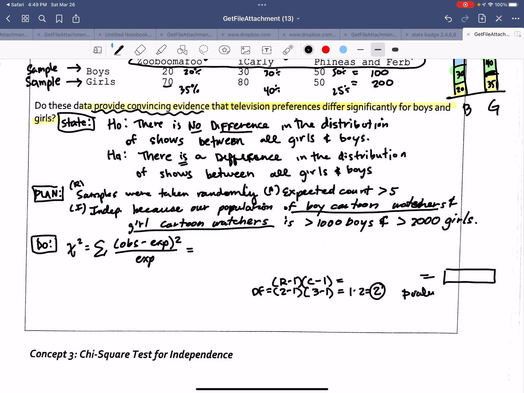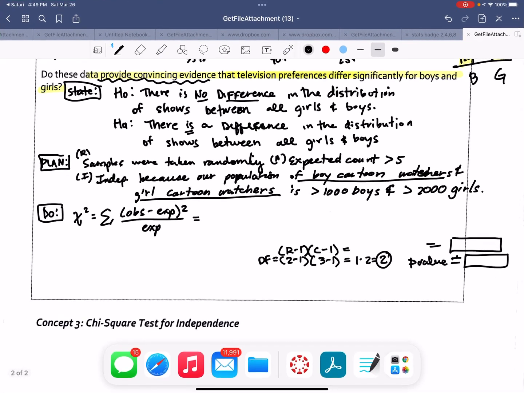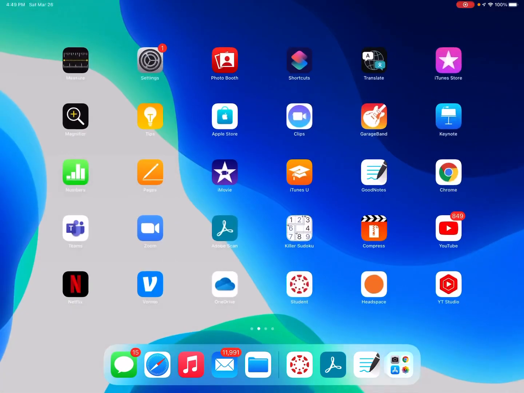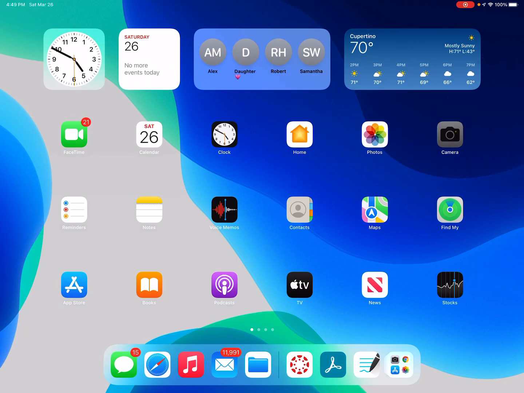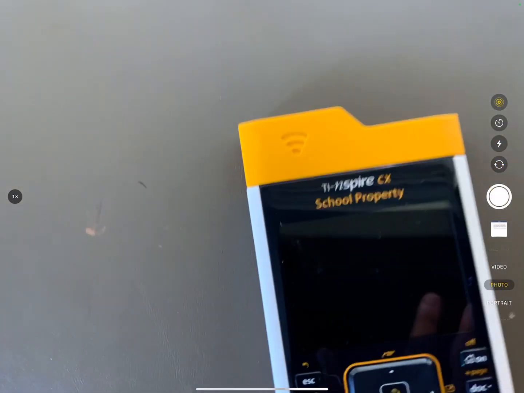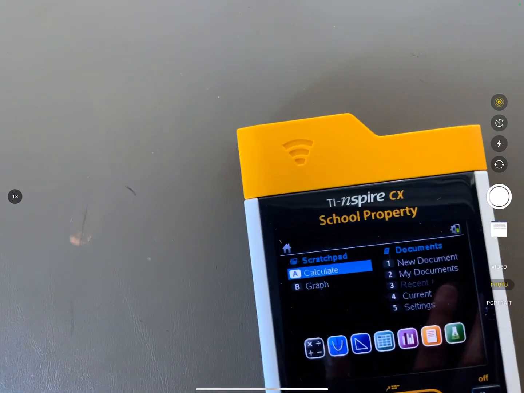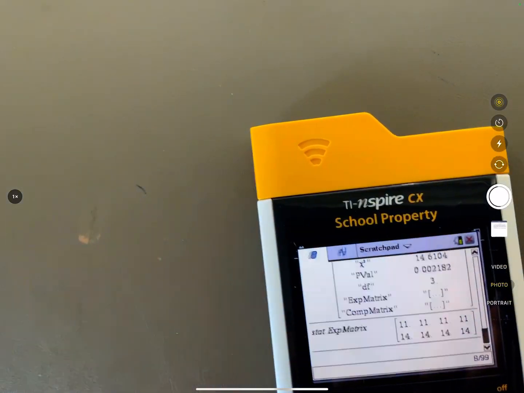Our calculator is going to give us a p-value. Then we're going to use that p-value to make a conclusion. Okay. Here comes the hard part. I'm going to try to do this while holding my iPad at the same time. Okay, so here we go. Let me stick my calculator underneath there. Turn it on, calculate.